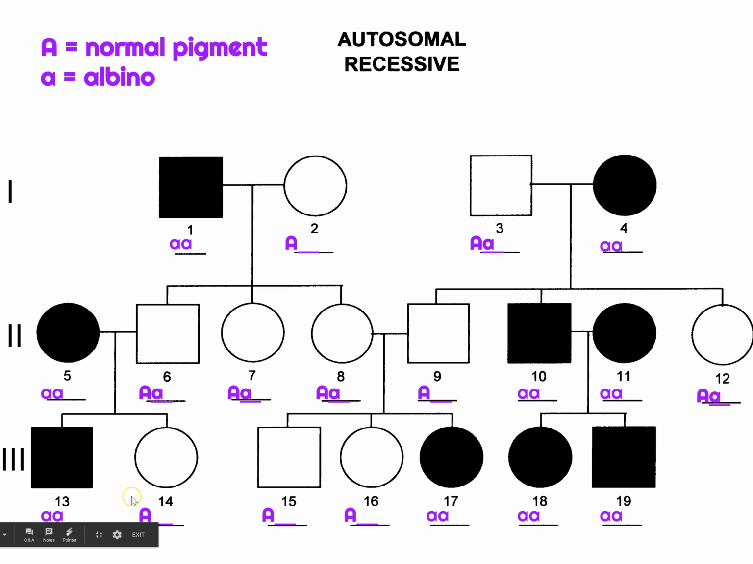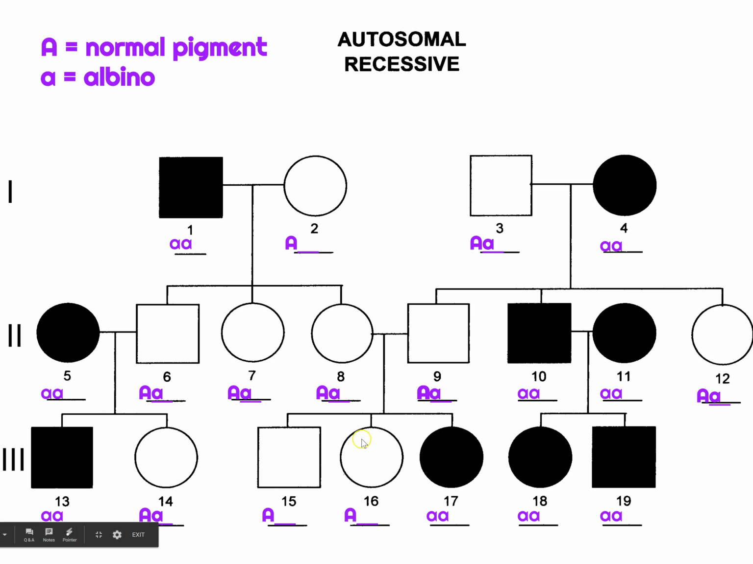Dad gave her a big A. Mom had to give a little A. Oh, I skipped number 9 over here. That one just popped up. Let me come over here real quick. Number 9 right here, same thing as this daughter. This son got this little A over here from mom. Okay, and then this one right here is the one I was just talking about.